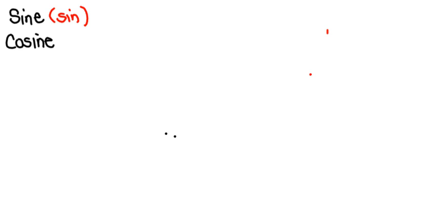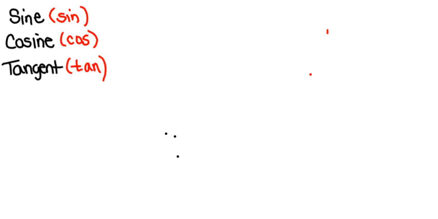We're going to talk about our 3 trig ratios. Our 3 trig ratios are sine, cosine, and tangent. Sine, we're going to abbreviate SIN. Cosine, we're going to abbreviate COS. And tangent, we're going to abbreviate TAN.